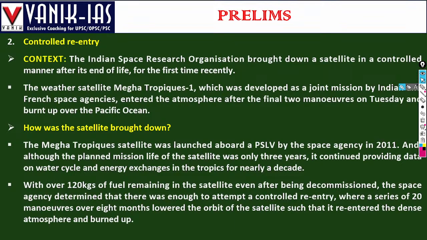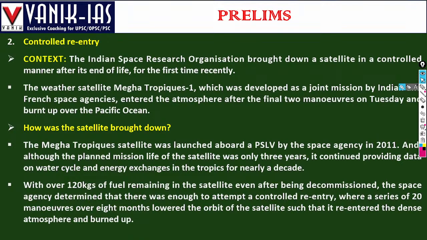How was the satellite brought down? The Megha-Tropiques satellite was launched aboard a PSLV by the space agency in 2011. And although the planned mission life of the satellite was only 3 years, it continued providing data on water cycle and energy exchange in the tropics for nearly a decade.